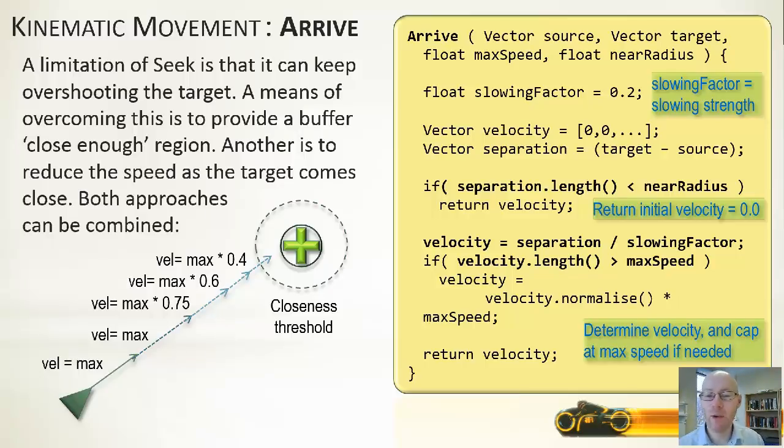First line, we have a slowing factor. This is a parameter we can use to control how quickly we slow down. Is it going to be a linear descent? Is it going to be a stronger one than linear? This is basically the strength at which we're going to be braking and reducing our speed. Initially we start off with a velocity of 0, so there's 0, 0 there.